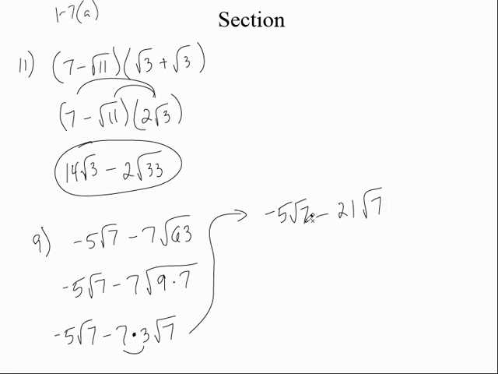Now they're like terms, aren't they? This is square root of 7, this is square root of 7. It's just like saying negative 5x minus 21x. All right? So what do you do? You just add the coefficients. So that would be negative 26. And what's my term? It's just the square root of 7. And there it is.